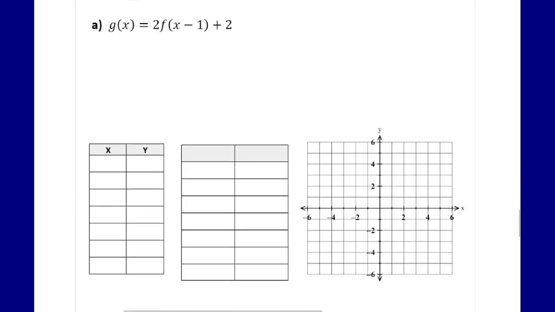So first I'm going to do the parent function, because again, we've talked about that before. We have that right on our first slide. So we did -2, -1, -1/2, 0, 1/2, 1, and 2. Then the y values: -1/2, -1, -2, undefined, 2, 1, and 1/2. So that's our parent function.